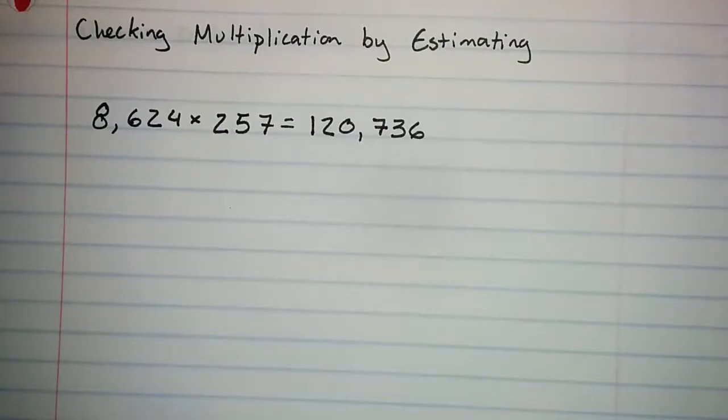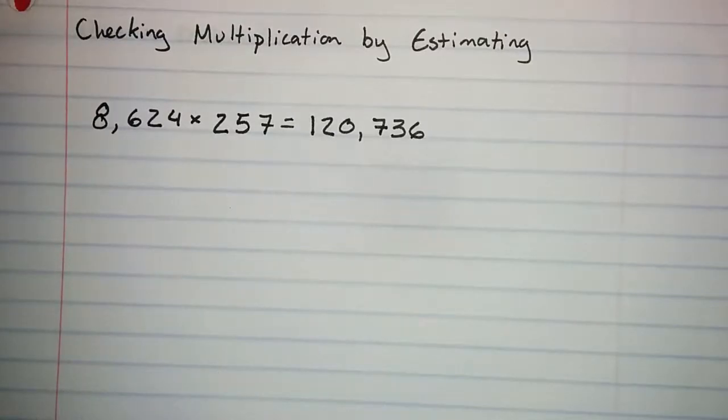And we want to know whether that answer is reasonable. We multiplied a big number by a big number and we got another big number. Is it big enough? Too big? What's going on? How can we know? Here's how we can know. We can check by rounding each of our factors and multiplying the result.